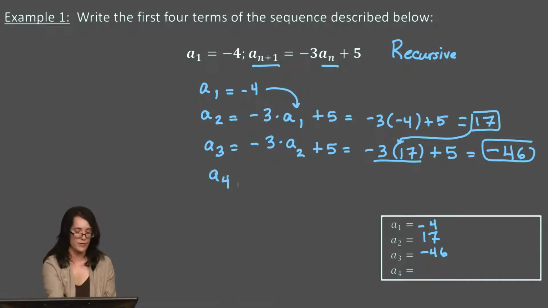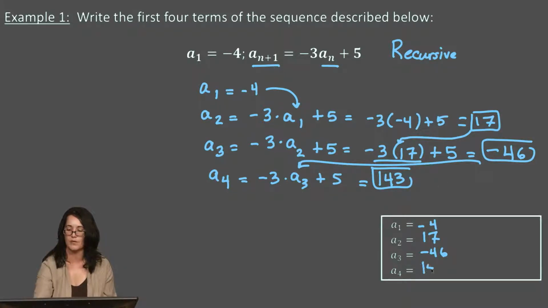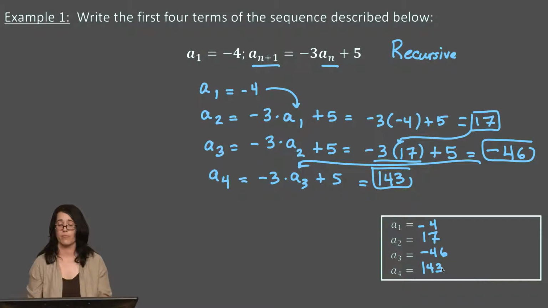And for that fourth term, when you worked it out the same way, -3 times your previous term, which was -46, and add 5, did you end up getting a result of 143 by plugging in that -46? I hope so. And that would have been your fourth term of the sequence.